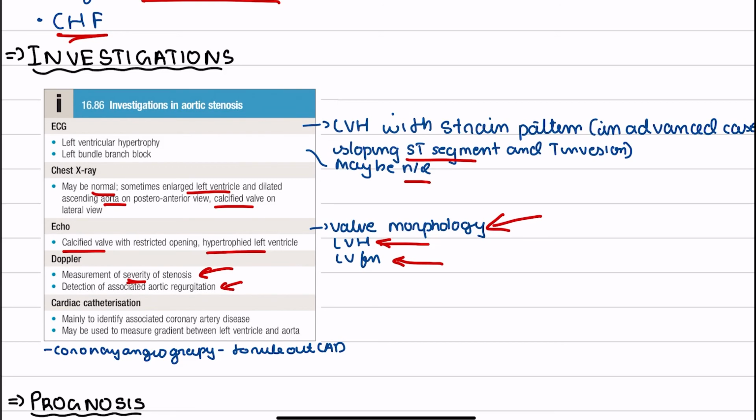Other investigations are cardiac catheterization or coronary angiography. Why? If there is associated coronary artery disease, in order to rule it out, because it may predispose to angina and MI more. And sometimes these are the usual investigations that we do. CT and MRI may be useful in assessing calcified valves and when there is uncertainty.